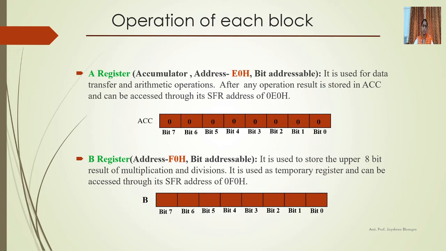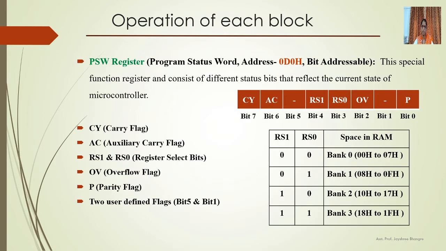Upon reset, its value is 00H. Next is the B register. This is a general purpose register. This is also an 8-bit wide register and bit addressable, whose address is F0H. Mainly, it is used with the accumulator in the multiplication and division instructions. It is used as a temporary register and can be accessed through its SFR address, that is F0H. Upon reset, its value is 00H.